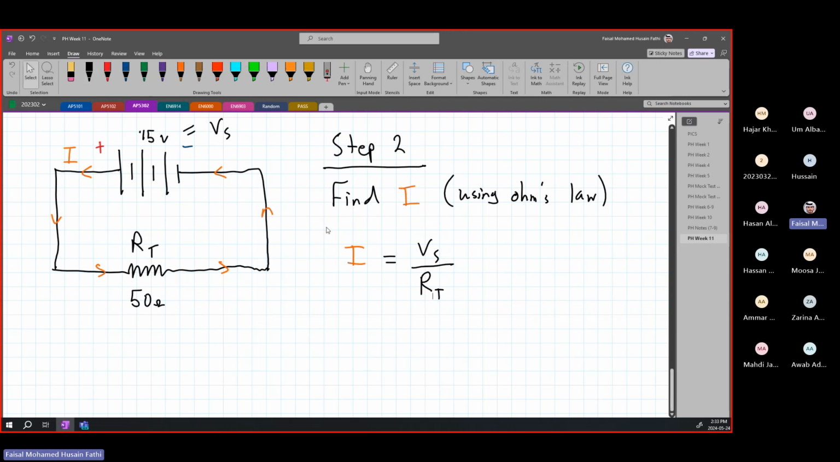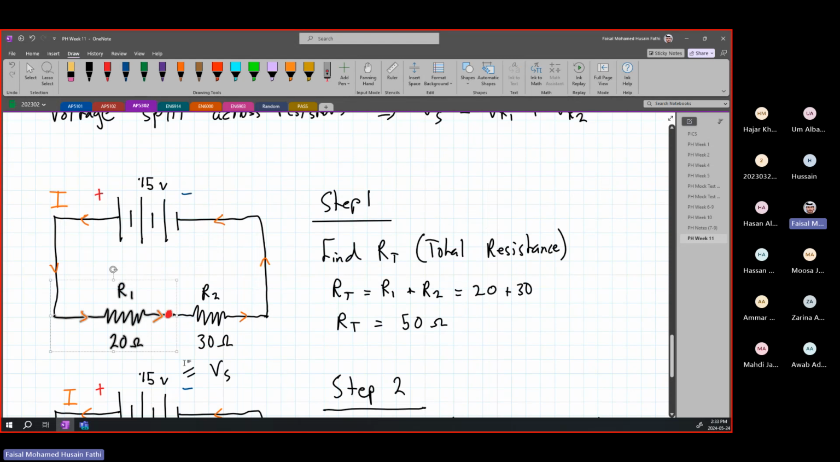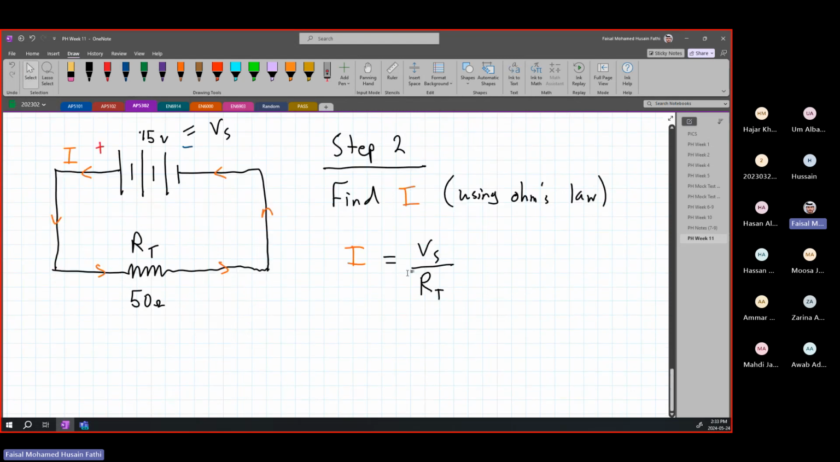So this is just, again, Ohm's law, but the only difference is now we're talking about the total voltage source, and we're talking about the R total, because our original circuit, we have two resistors. So I need to clarify which resistance I am talking about, but it's just Ohm's law. All right? So we can find that simply by doing 15 divided by 50.